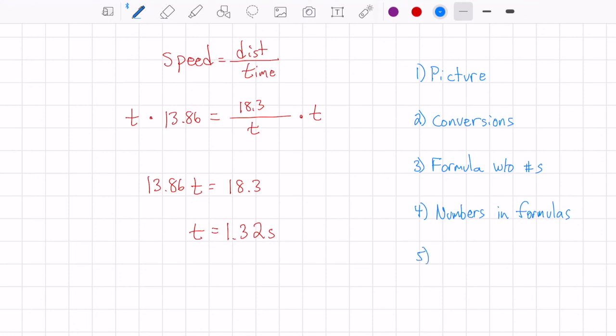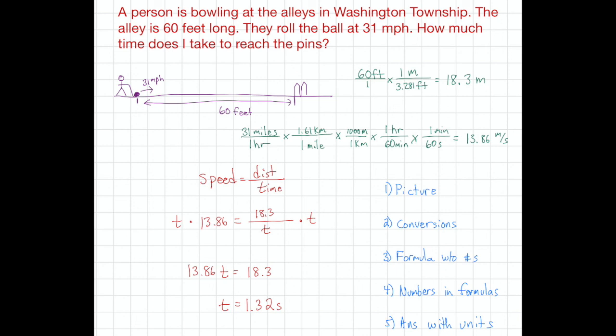And then finally, you want to make sure that you have an answer that includes the unit that the answer is measured in. So in this case, 1.32 seconds. This is what your final product should look like. A picture, conversions, a formula with no numbers, the numbers plugged in, an answer with units.